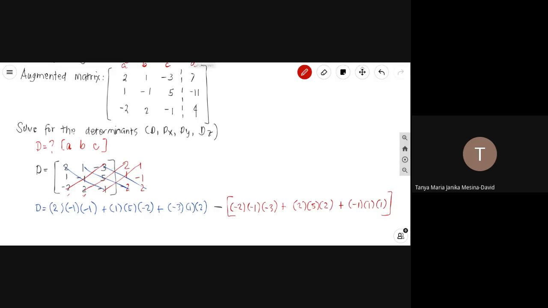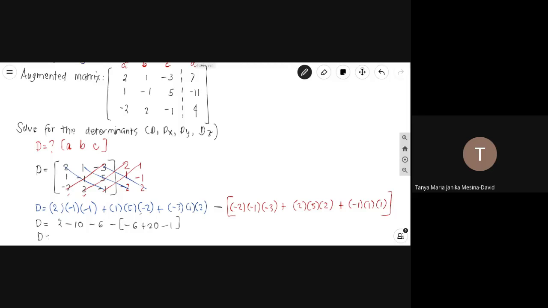Okay, let's now simplify. Let us further simplify our answer. So we have here 2 times negative 1 times negative 1. That gives us positive 2. 1 times 5 is 5 times negative 2 is negative 10. Negative 3 times 1 times 2 is negative 6. Minus, again, the bracket. Negative 2 times negative 1 times negative 3 is negative 6. 2 times 5 is 10 times 2 is 20. And the negative 1 times 1 times 1 gives us negative 1.